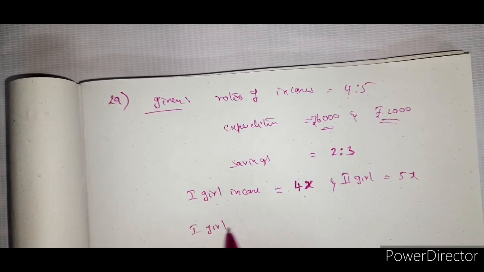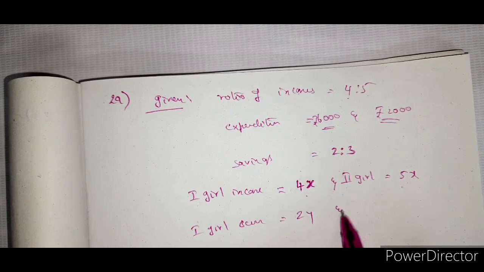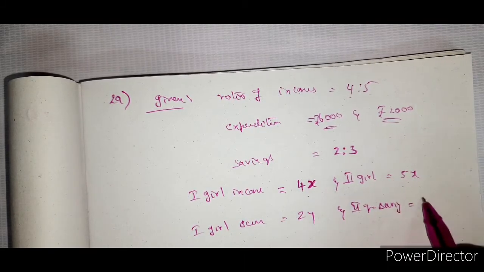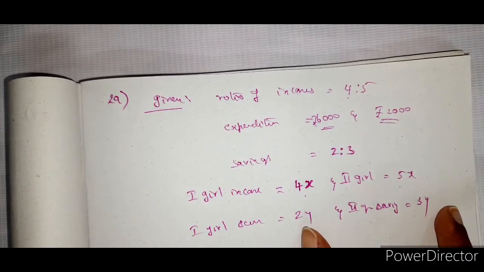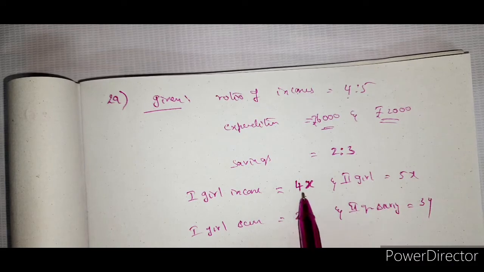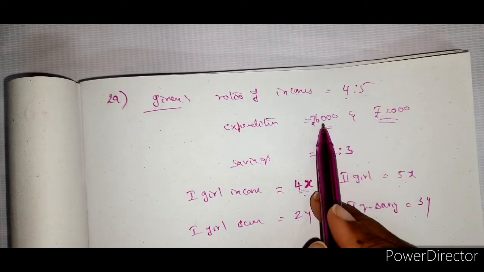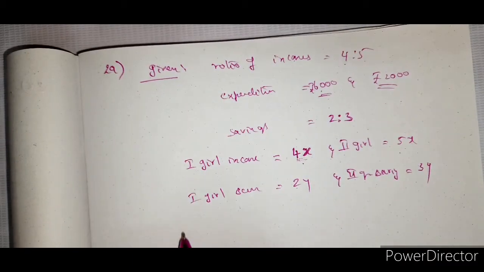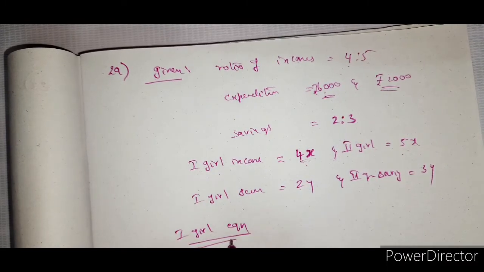First girl's savings is equal to 2y and second girl's savings is equal to 3y. Is the ratio done? 2:3. Now what is that? This 4x is equal to, saving is 2y, expenditure is 6,000 of the first girl, is it not? So therefore, the equation for the first girl.